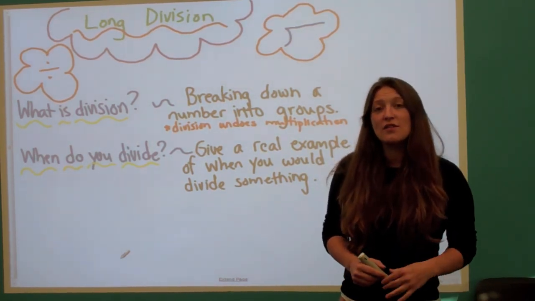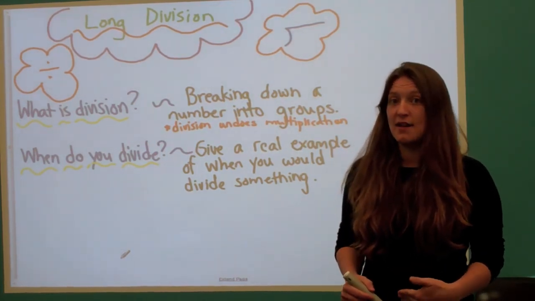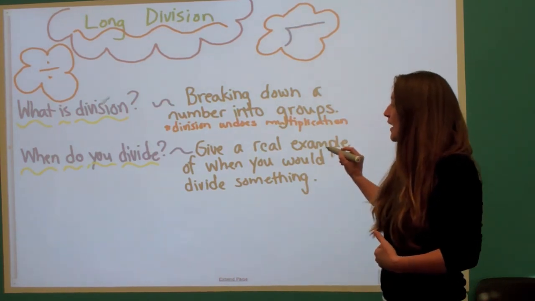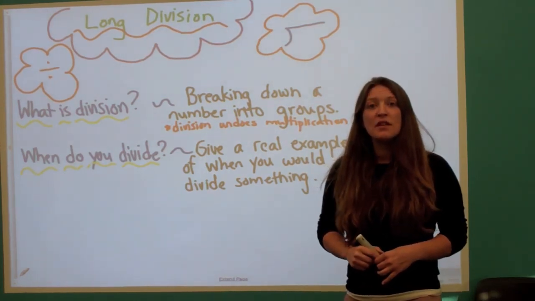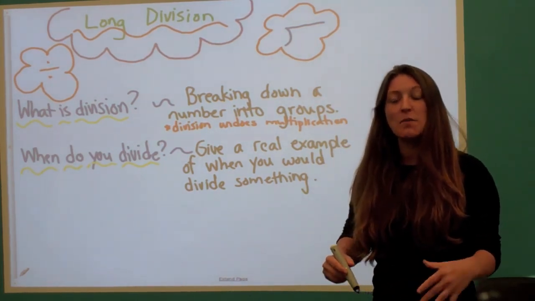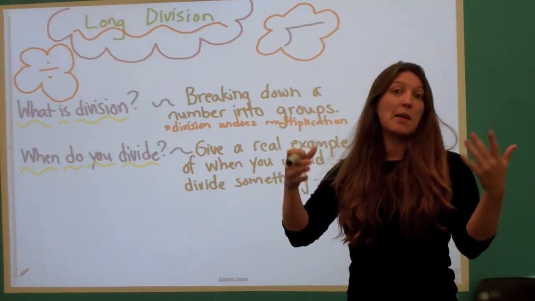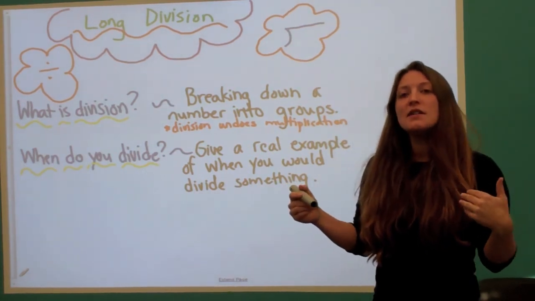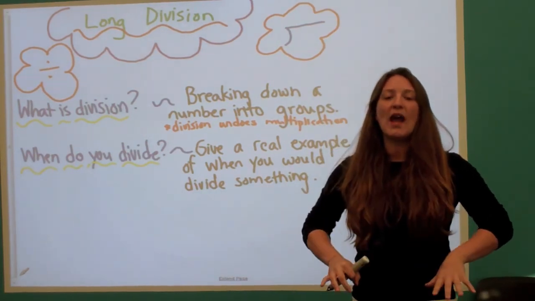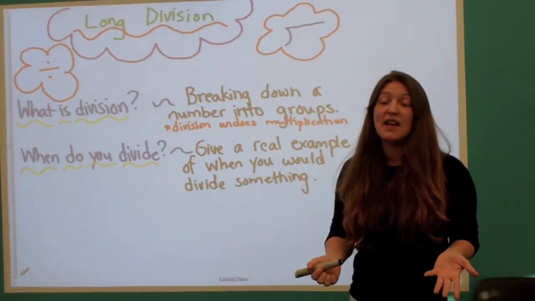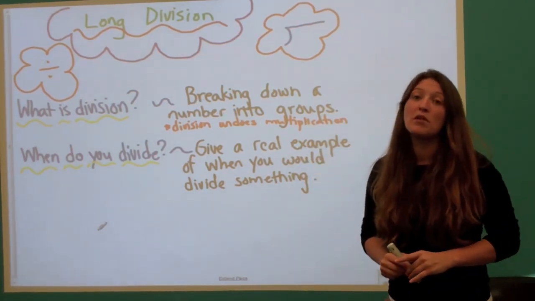So before we get started in talking about long division, let's go back and remind ourselves what division is. So division is breaking down a number into groups. Remember when we talked about multiplication and multiplication was building up? And we thought of repeated addition because the number kept getting larger and larger. Division is repeated subtraction, so we keep taking that same number away. It's the opposite of multiplication. That's why I wrote division undoes multiplication.